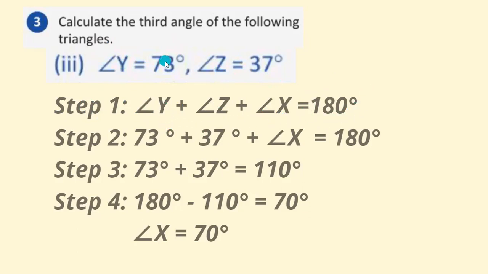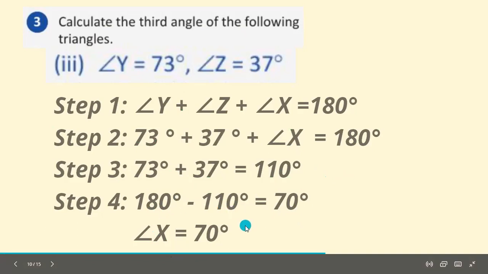Now what is your y? 73. So instead of y, replace it with 73, and instead of z, replace it with 37. So 73 plus 37 plus x is equal to 180 degrees. So what is 73 plus 37? It is 110. Now this 110 should be subtracted from 180, right? Yes. So 180 minus 110 gives 70 degrees. So your x will be 70 degrees.